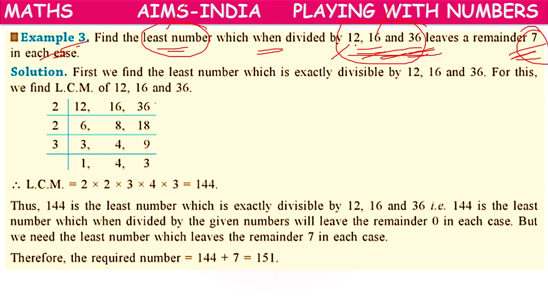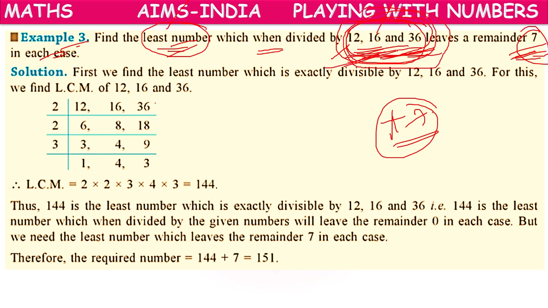Means we have to find the least number which divides these three, and we have to add 7 to that. So then the remainder will be 7, because these are not exactly divisible by the least number, because we need 7 as remainder. So we will find the least number x, which when divided by this 12, divided by this 16, divided by 36 leaves remainder 7.